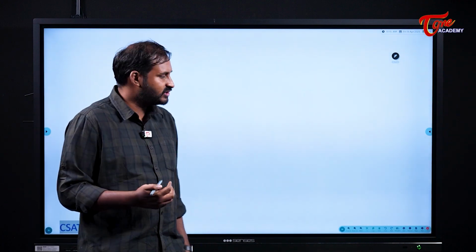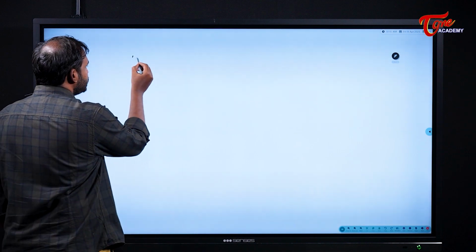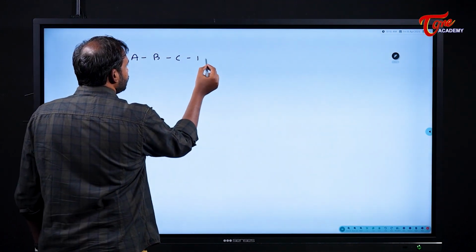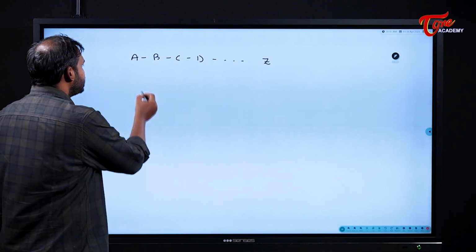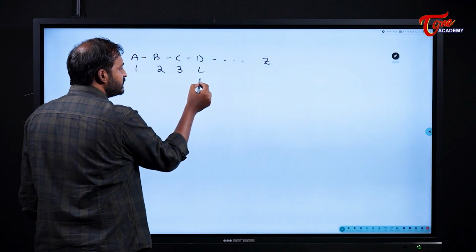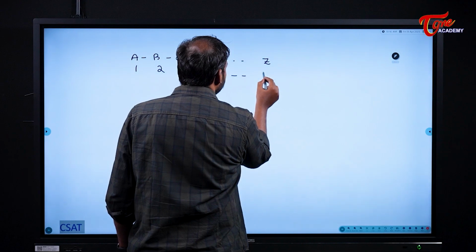Now see here, before going to the coding and decoding concept, definitely we should know the place values of all the alphabets up to Z. What are these place values? Nothing but A is the first alphabet, B is the second alphabet, C is the third alphabet, D is the fourth alphabet, and so on, up to Z, which is the 26th alphabet.